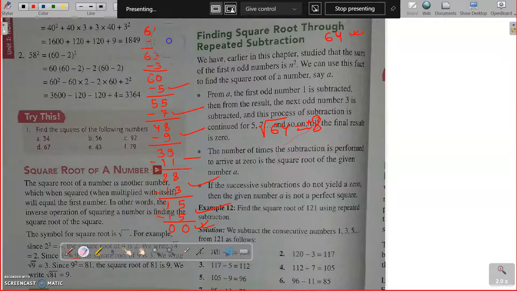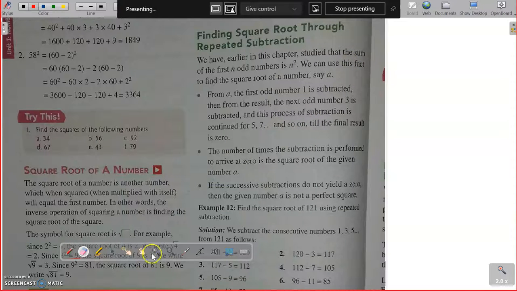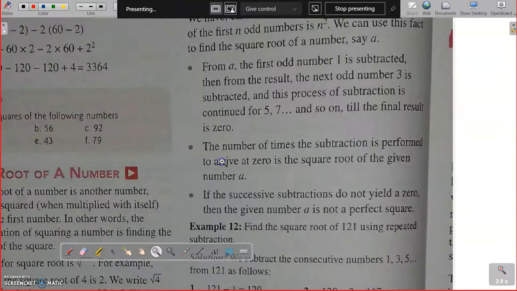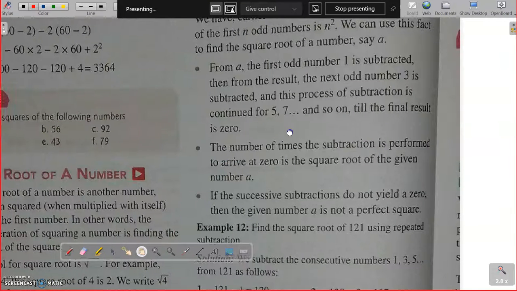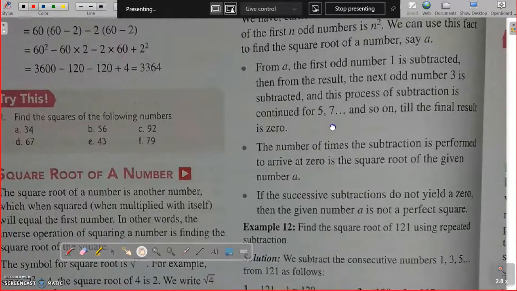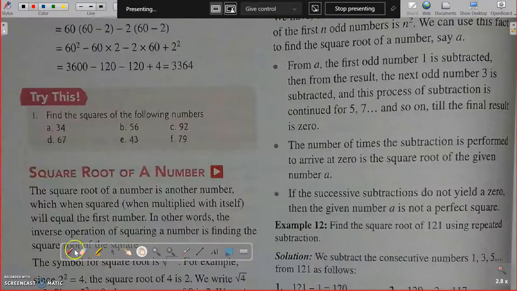Clear? Yes, one of the processes is this. You can use this process, or you can simply prime factorize. Further we will be studying more processes, like the prime factorization process, for example 7 times 7 is 49, then 7 will be the square root. There are several processes, out of which this is the repeated subtraction method of finding a square root.